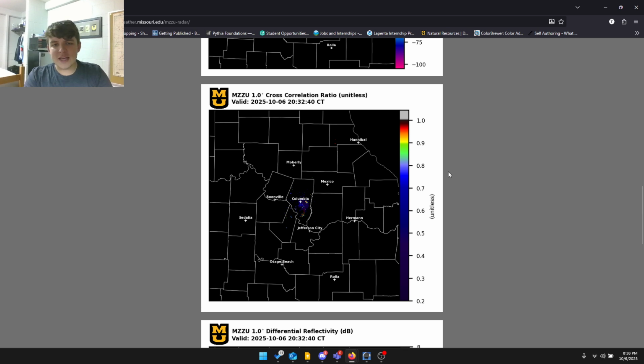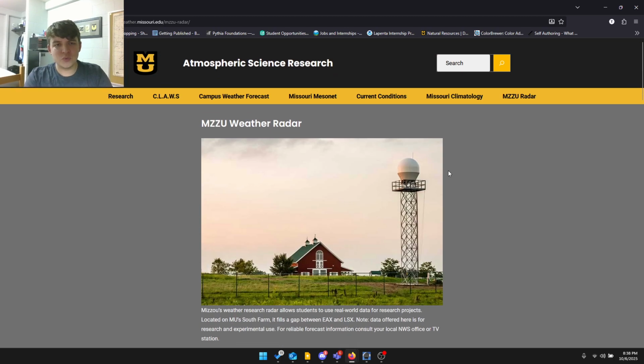So that's what I have for today with the MZZU radar. It is a critical tool in both weather research and operational forecasting and nowcasting for the National Weather Service.